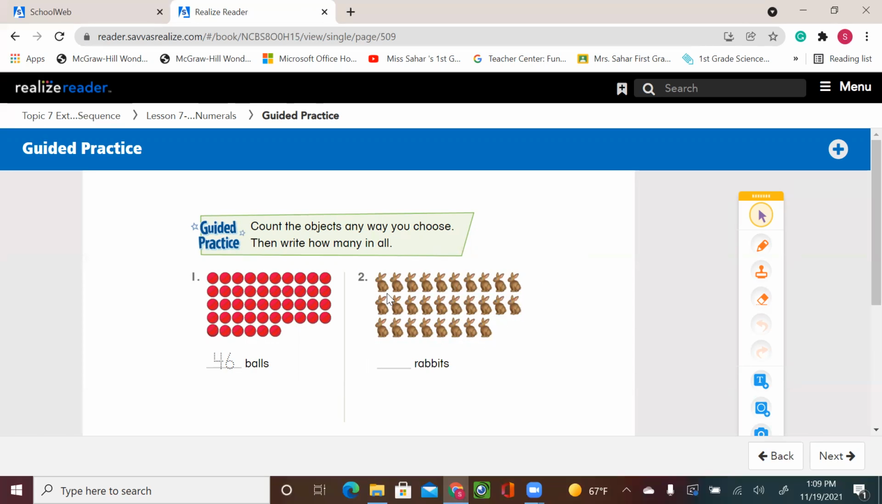So I'm going to count by 1. So 10, 20, 21, 22, 23, 24, 25, 26, 27, 28. So we have 28 rabbits. So we need to write this down.